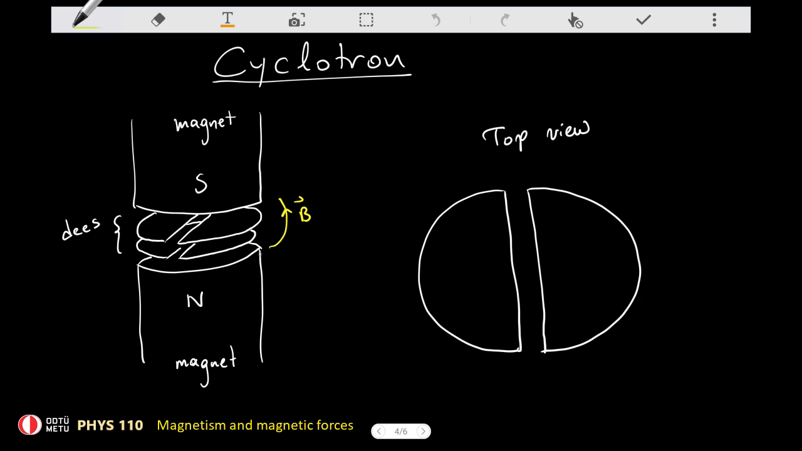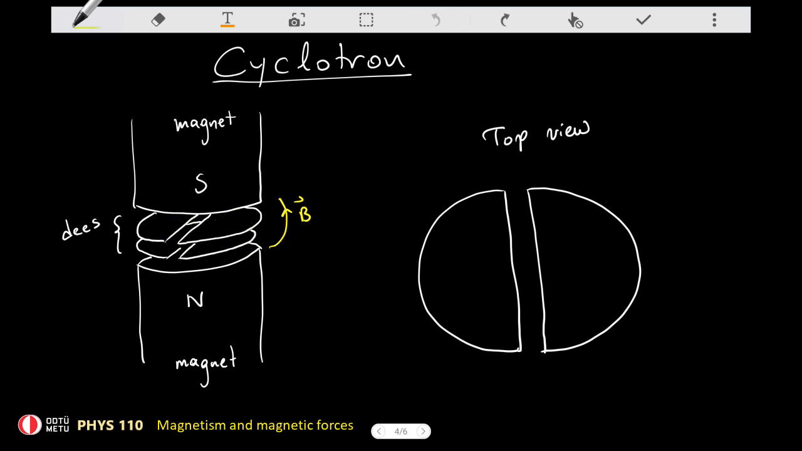We have, first of all, a magnet. So that's the north pole and that's the south pole of the magnet. So it's just a circular magnet to obtain high magnetic fields. People use electromagnets, of course. So we are going to assume that with this magnet, we can obtain a uniform magnetic field in this gap region in here. And this is where we are going to do the acceleration process.